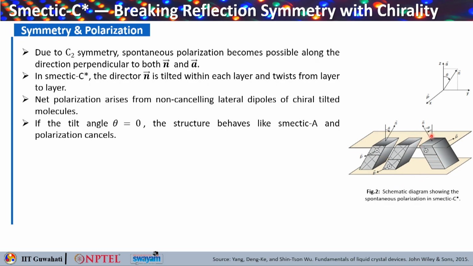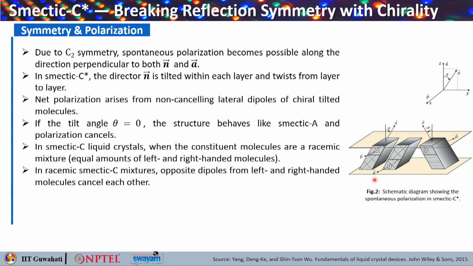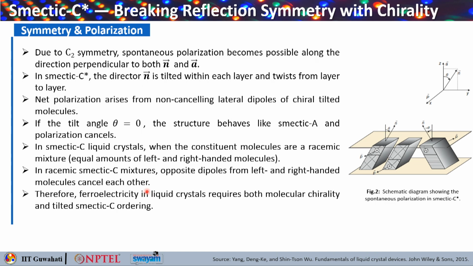Now, if the tilt angle, that is this theta, becomes 0, in that case all these molecules will become straight, they will be vertical. So the structure behaves like smectic A, and the polarization will cancel. In smectic C liquid crystal, when the molecules are a racemic mixture, that means you have equal amounts of left and right handed molecules, in such racemic smectic C mixtures, the opposite dipoles from the left and the right handed molecules also cancel out each other.